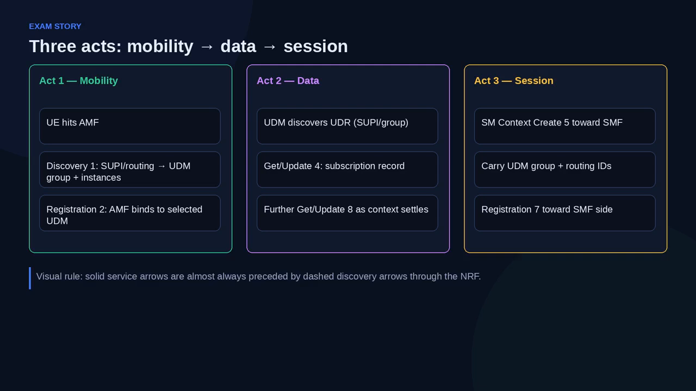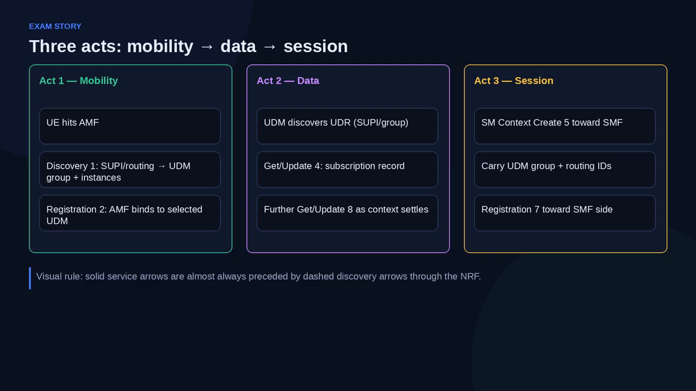Act 2 is data. The UDM is not a dumb file server. It discovers a UDR with SUPI or group identity, then performs get and update to pull and store the subscription record. Act 3 is session. The AMF creates an SM context toward the SMF, carrying the UDM group and routing identifiers so the session path stays consistent with the identity path.